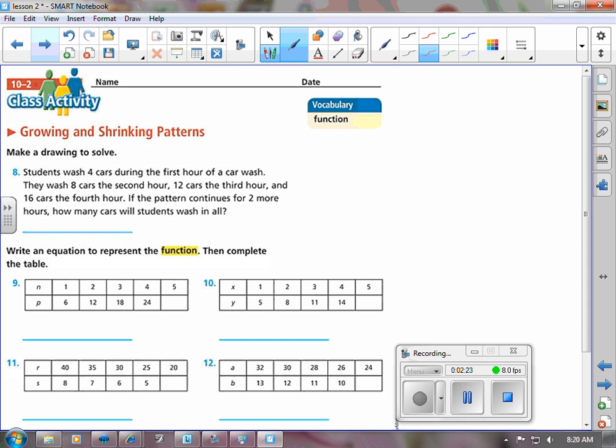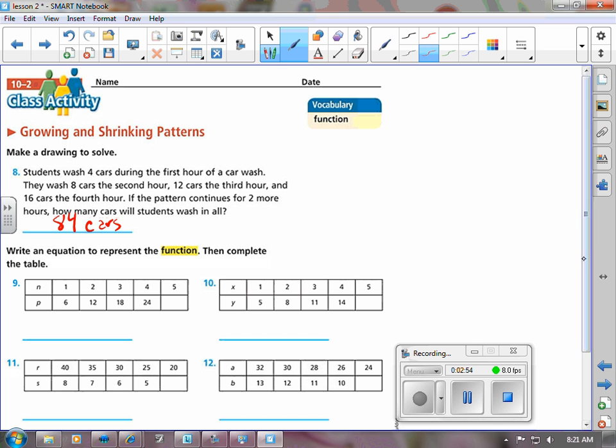Students are washing cars. During the first hour of each car wash, they wash 4 cars. They wash 8 cars the second hour, 12 cars the third hour, 16 cars the fourth hour. If the pattern continues for 2 more hours, how many cars will the students wash in all? I want you guys to draw out a little function table for this, an in and out box. Try and figure out what the answer is. Pause it and come back and check your answer. Okay, welcome back. You should have found they'll wash 84 cars in all.